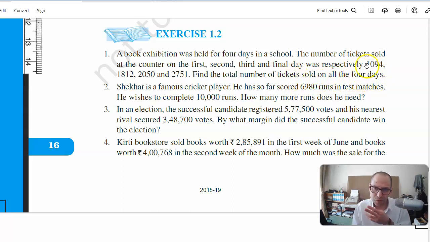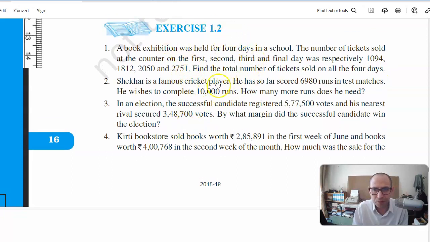So essentially, you already know the number of tickets on the first day, the second day, the third day, and the fourth day. And you want to know the total number of tickets sold on all the 4 days together, right? That means you have to add these numbers together: 1,094 plus 1,812 plus 2,050 plus 2,751. Whatever number you get is the total number of tickets sold on all the 4 days. So that is basically that, and then you can solve the problem easily, right?